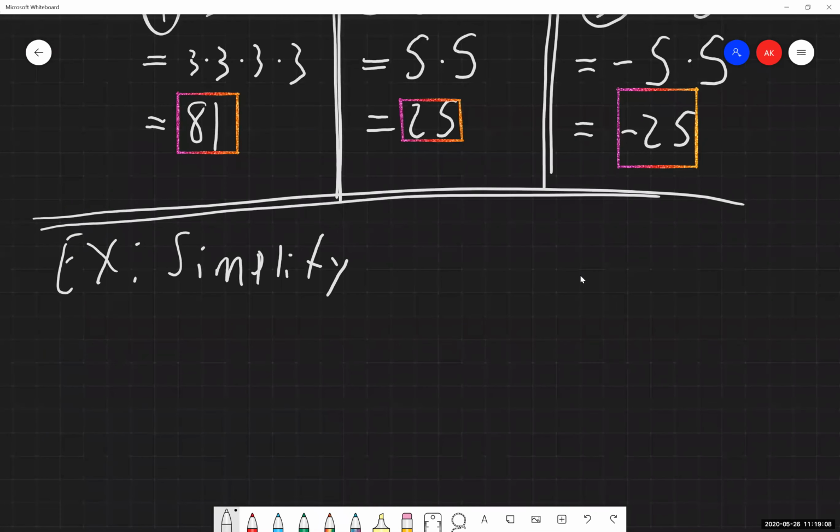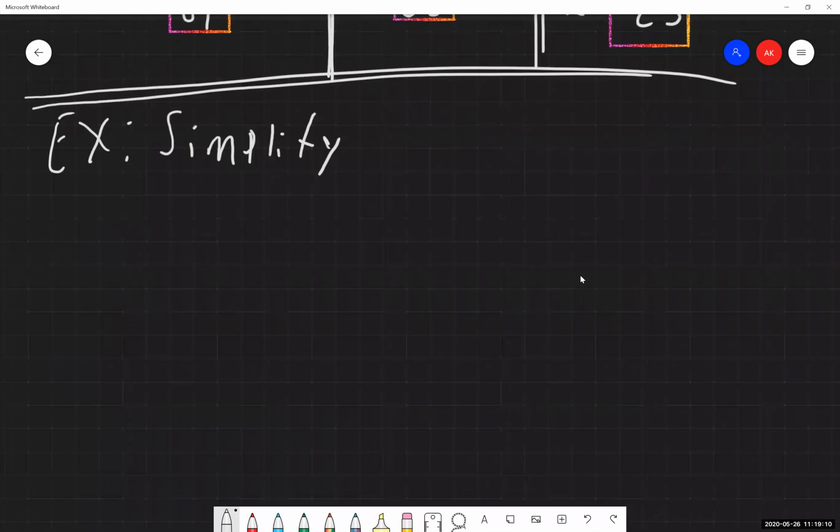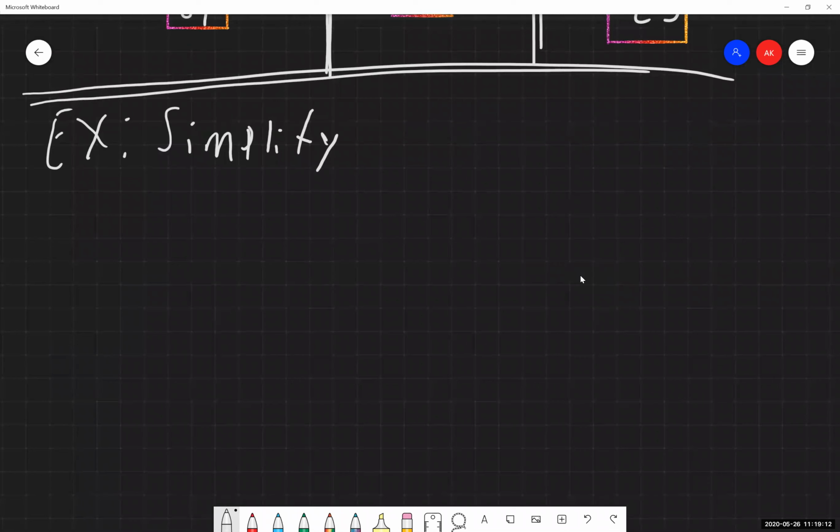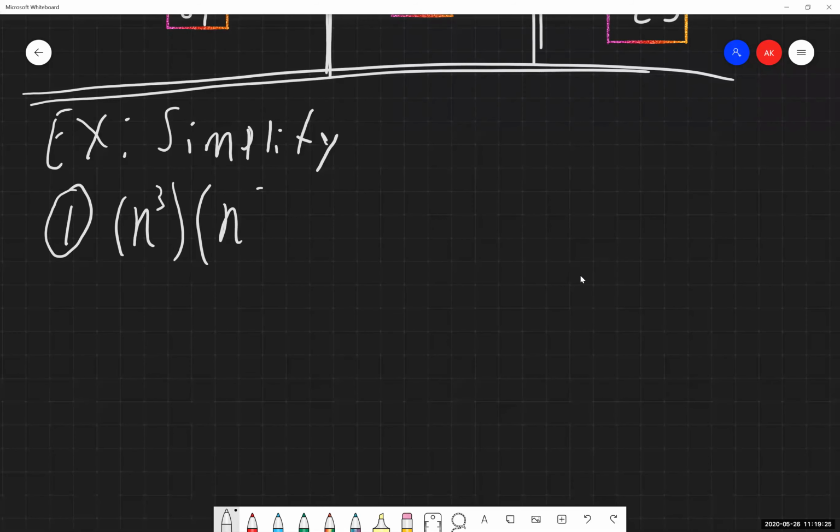Okay, so we're going to simplify some of these down. And again, we're going to be mixing examples from the product rule and examples from the power rule we have in there. So our first one that we're working with, we had n to the third times n to the fifth.